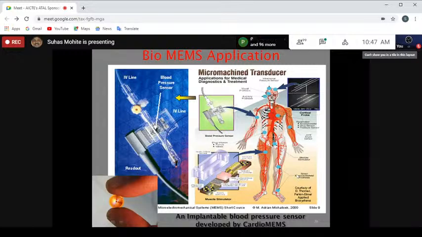So this is really an enabling technology, and BioMEMS and the biomedical field have given tremendous scope for development of several sensors, technology and economy. A driving force has been there for this particular technology.